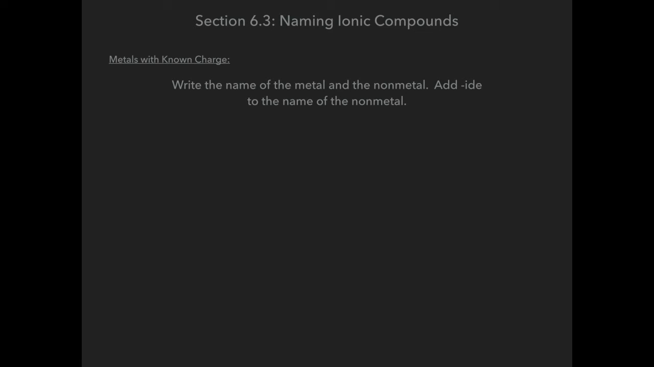I just have to write the name of the metal and then the nonmetal. Now for the nonmetal, you get rid of the ending and you add -ide to the name. So for example, Li2O. I know the charge of lithium, so I don't have to add anything other than just the name of the metal, lithium, and the anion, the nonmetal, oxygen. Instead of oxygen, it becomes oxide. And that's all you have to do.